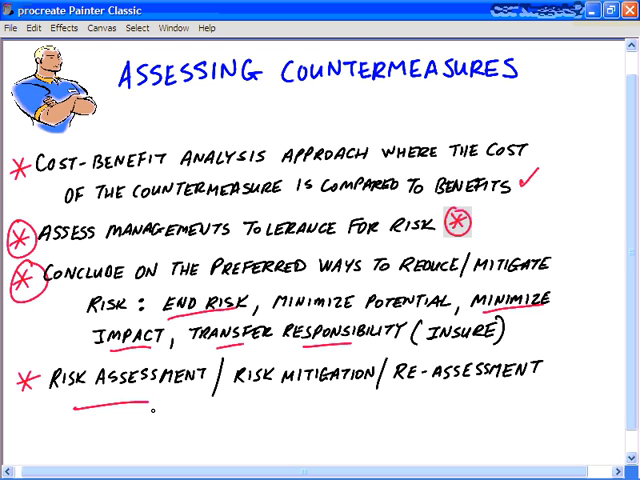Risk assessment, and risk assessment is probably the most important step in this risk management process as we look to assessing our potential countermeasures. We're basically going to identify and assess the steps that are possible. And this is really done with a mathematical process, and it goes back to kind of cost-benefit analysis. And then putting in the risk mitigation techniques, and then reassessing the entire process and starting all over again.